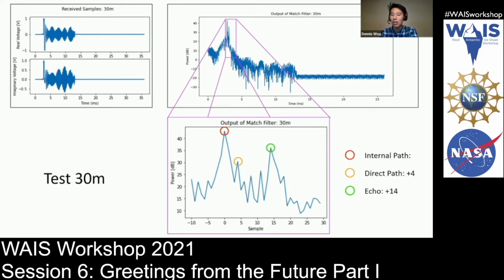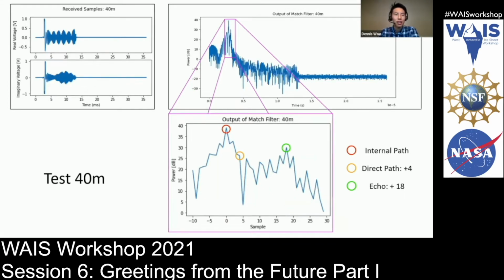In red is the internal path, because no matter what distance this test was being run at, this peak always showed up at around the 160th sample. So essentially, this is the time of transmission. And then 4 samples away is the direct path. I'll get into the calculations in a second, but this indicates a total travel distance of around 20 meters in air, which is expected. And then the echo, which is what we really care about, is 14 samples away, which again is expected for this distance.